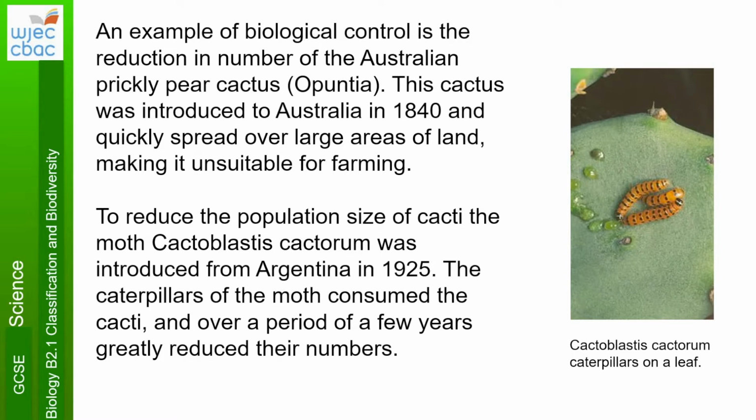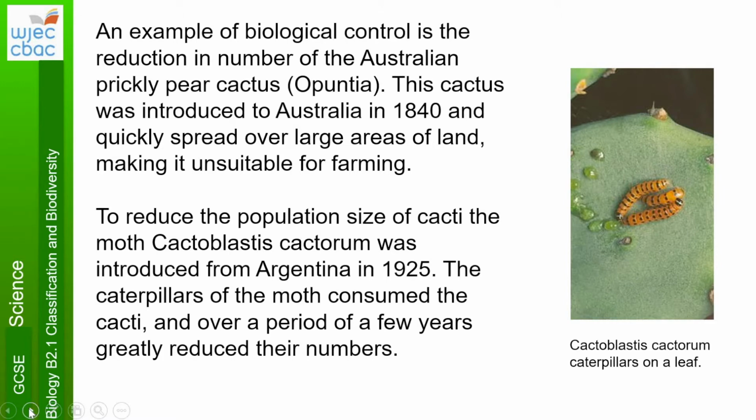So what scientists decided to do is to look at what ate the prickly pear cactus. So in Argentina, they found a moth caterpillar called Cactoblastis cactorum, and they introduced this moth caterpillar, so you can see it here, it's quite pretty, yellow and black stripes, to Australia, and sure enough, this thing started to eat the prickly pear cactus. Increased in numbers, and the caterpillars of the moth consumed the cacti. Over a period of a few years, it greatly reduced the amount of this prickly pear cactus in Australia, so it helped to control it.